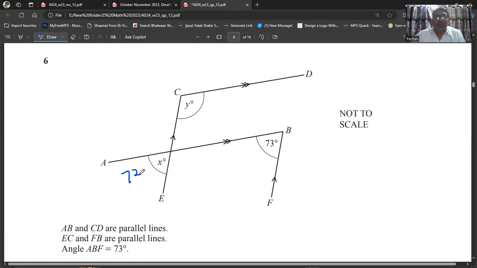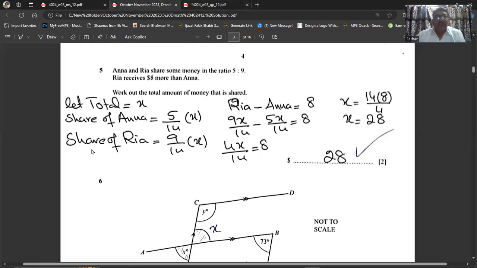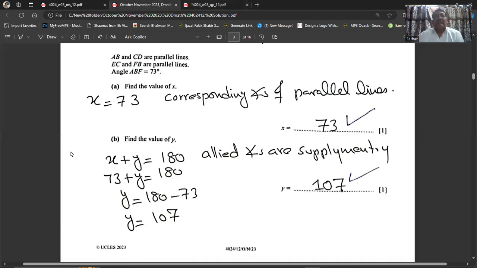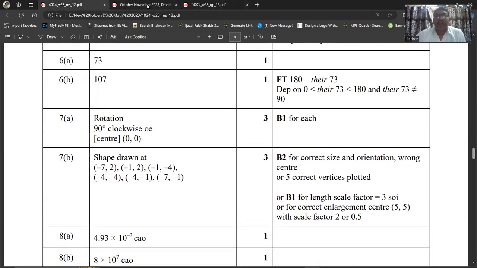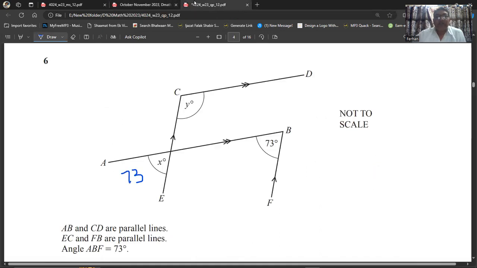They are the corresponding angles of the parallel lines. So x is equal to 73. The reason is the corresponding angles of the parallel lines. So x is 73, and our answer is right. This is how you do it.